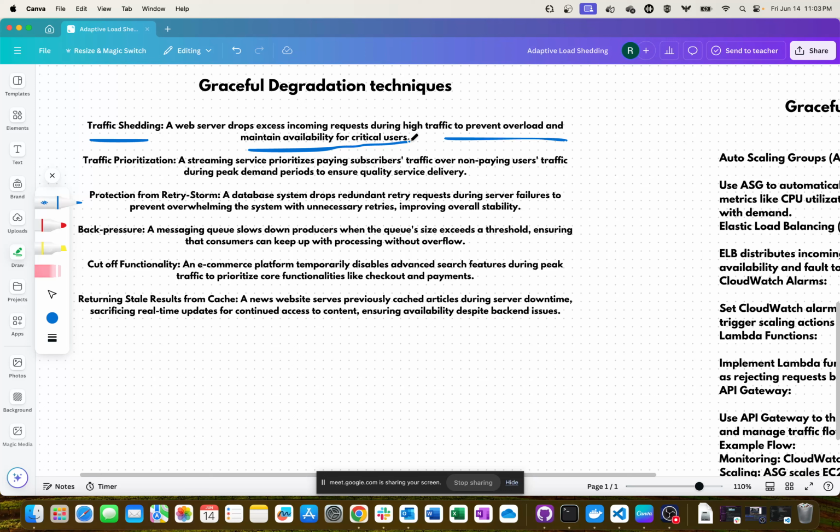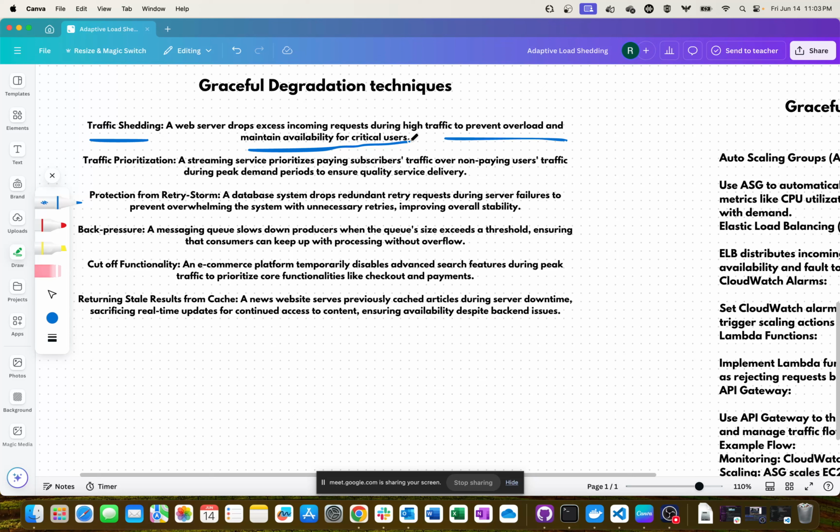Like Hotstar has paying users and non-paying users. During the IPL, they're doing 25 crore views, and now they cannot do that many views. They can do 20 crore views. So which 5 crore do they drop? They drop the people who are not paying. So that is called traffic prioritization. Then you have something like protection from retry storm. A database system will drop redundant retry requests during server failures. Useless, unnecessary retries where you already know the answer, you can cache those results.